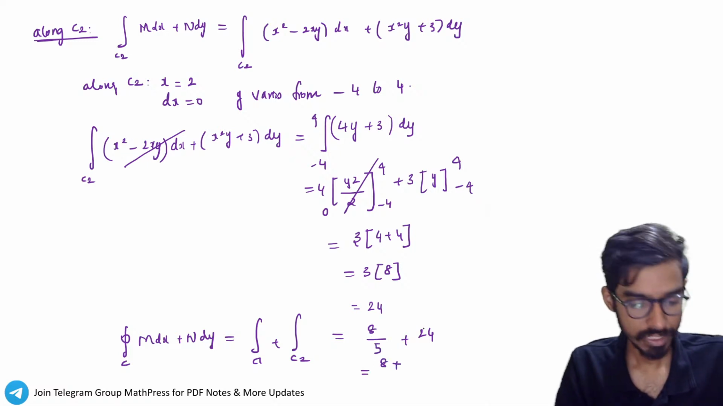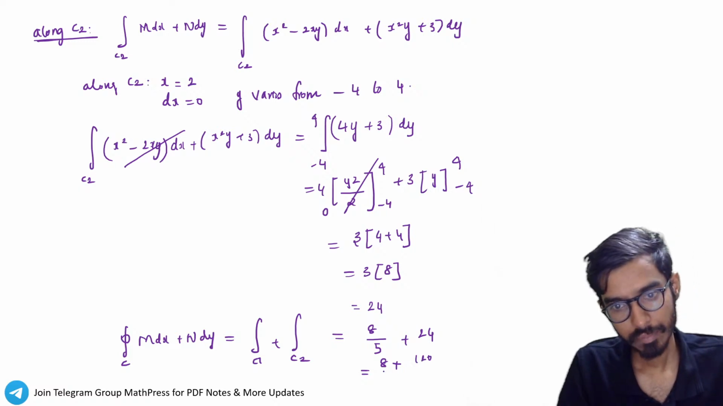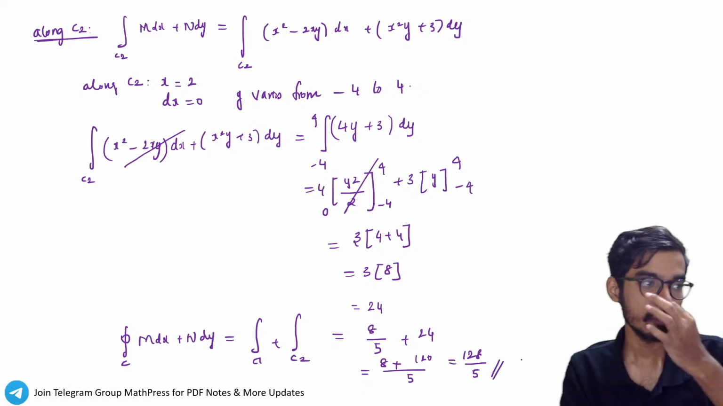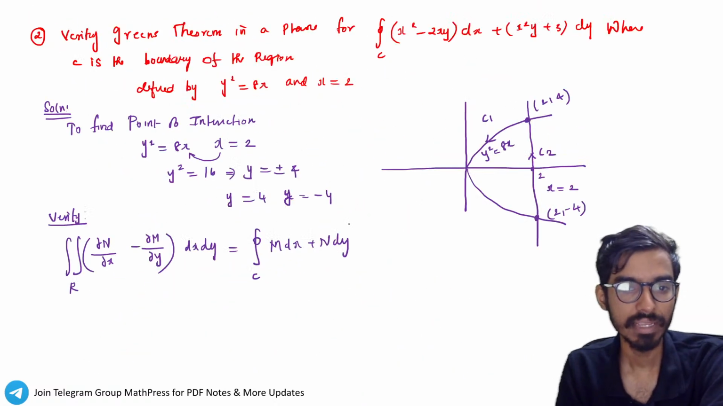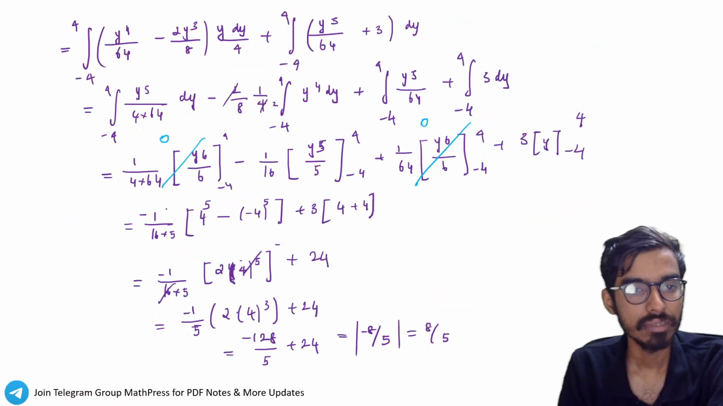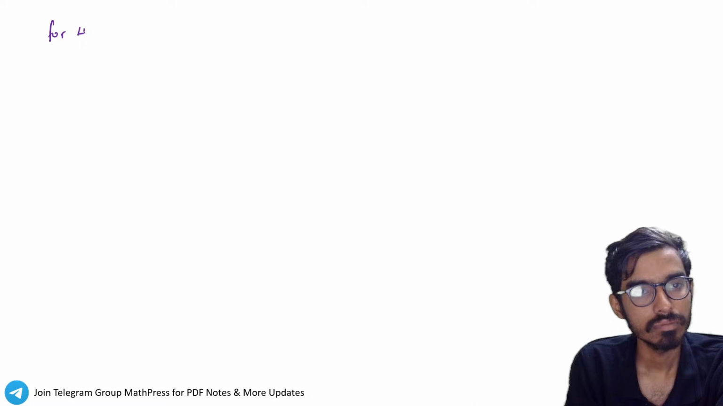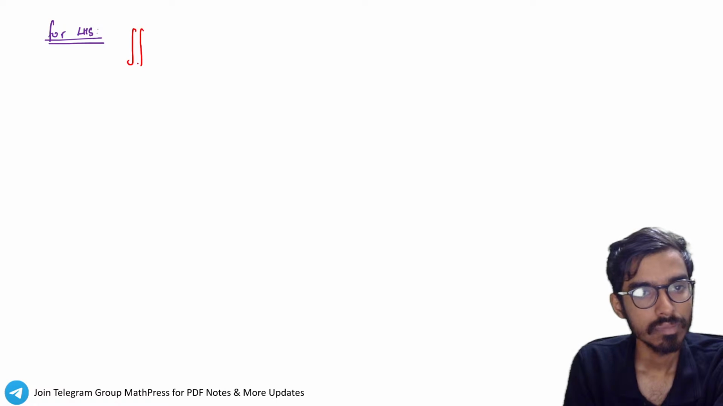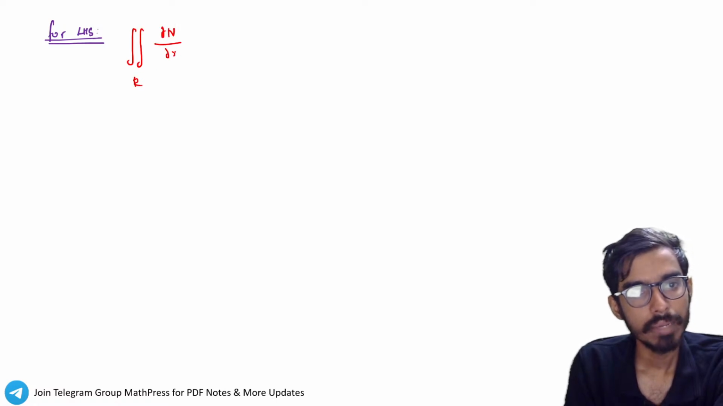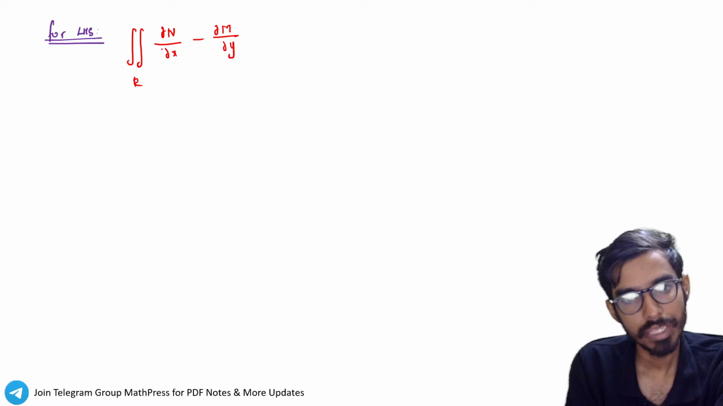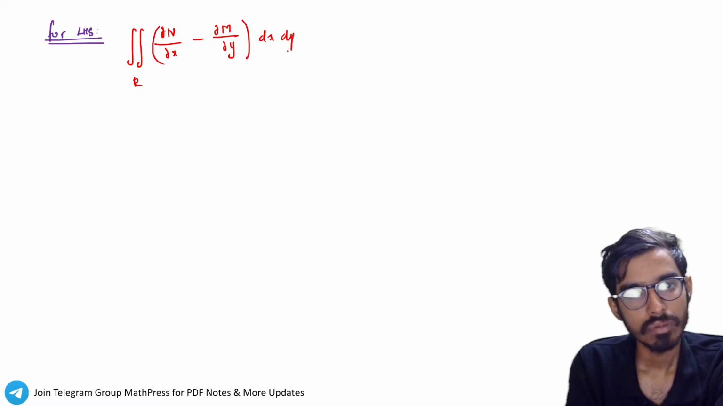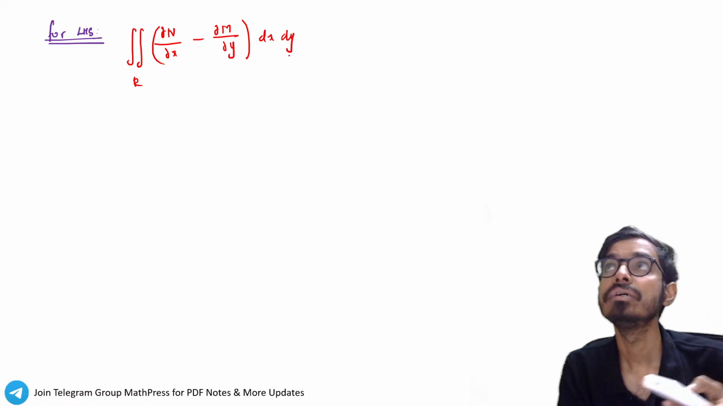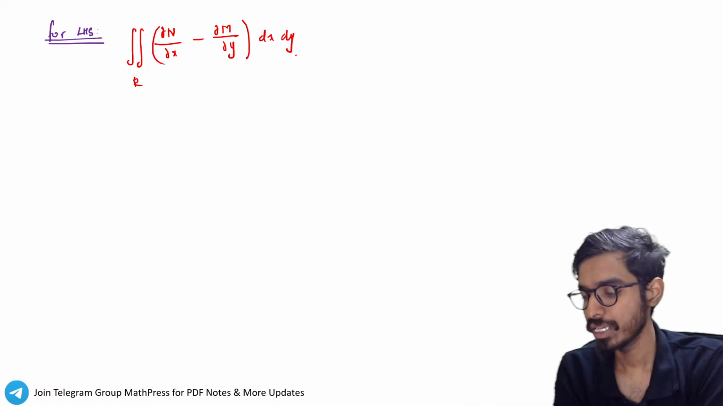So this will be 8 plus 120 by 5. So 128 by 5 is our line integral that we have evaluated, which is M dx plus N dy. Now we need to evaluate this, right? Now for the LHS, we need to evaluate the double integral over R of dou N by dou x minus dou M by dou y, dx dy, right?